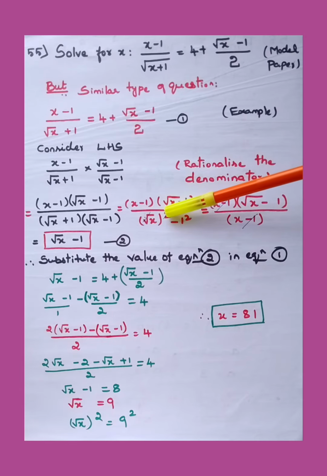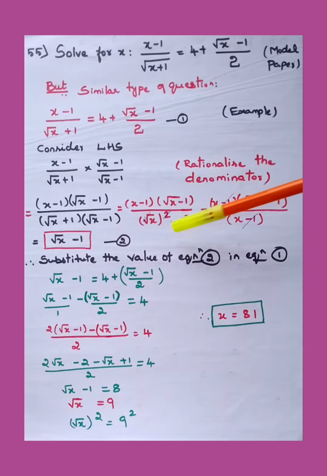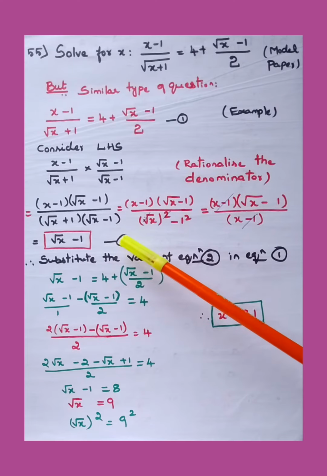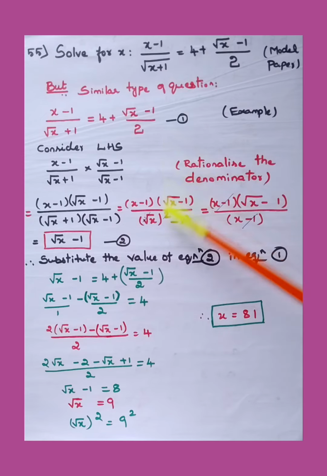And here you can cancel the square root and the square. 1 square value is 1. Hence denominator will be x minus 1. Numerator will be the same. And you can simplify, x minus 1 and x minus 1 cancel. Finally we get root x minus 1. Take this as equation number 2. On simplifying the left hand side we got this equation number 2. Substitute the value of equation number 2 in equation number 1.